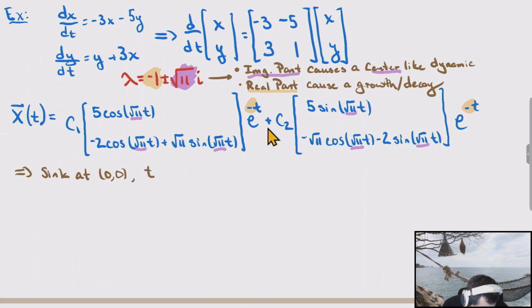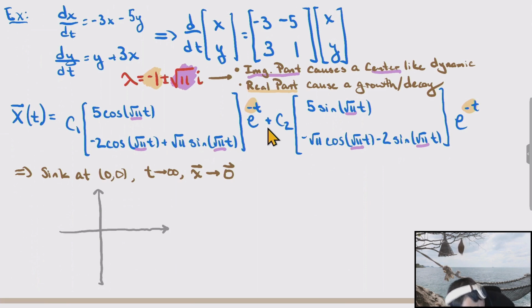Why do I get a sink at 0, 0? Well, that's because as t goes to infinity, all of these exponentials are going to decay. And if all of these exponentials decay, all my styrofoam peanuts are going to 0. So I get a sink, but this happens to be a complex eigenvalue. So I would call this a spiral sink, or some people call it a complex sink. Regardless, the sinking is because of the -1 real part, and the spiraling, or the complex, is caused by this imaginary component right here.